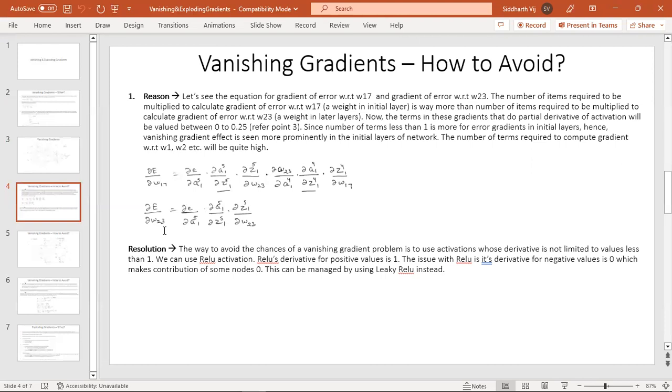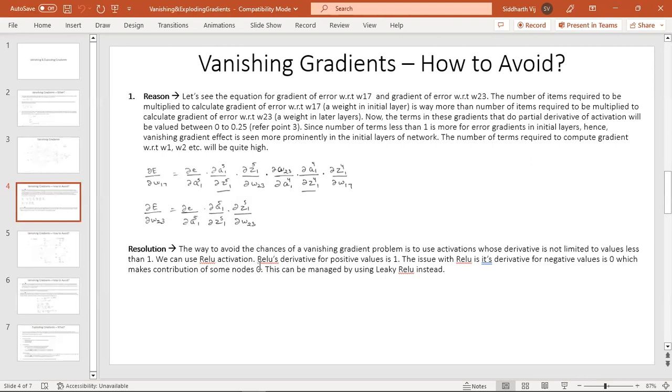Right, so basically we understood that the sigmoid function or a tanh function is one of the culprits that can cause vanishing gradient. So how do we avoid this? Let's avoid the sigmoid function in these scenarios in deeper networks. So what do we do? We use the ReLU function instead. But ReLU also has a problem.